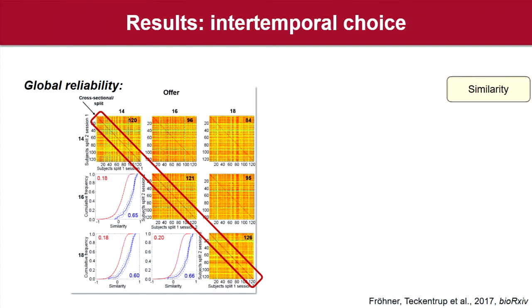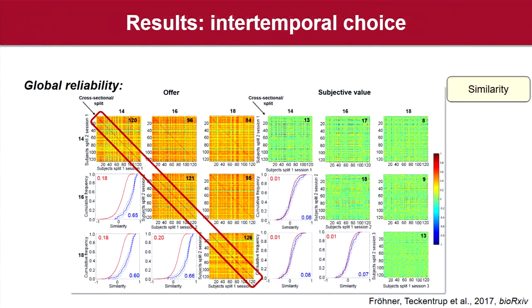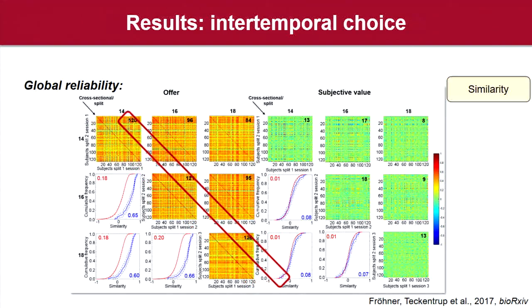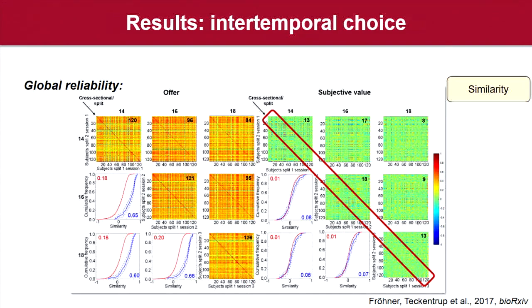Here this works. However, if we go over to the subjective value contrast, you see there's not really a clearly visible diagonal anymore. And we also had a lot of problems re-identifying subjects, shown by this black number on each matrix, which shows the number of re-identified subjects here. The same is true for the cumulative frequencies. If you have a look at that, the lines are virtually indistinguishable here.